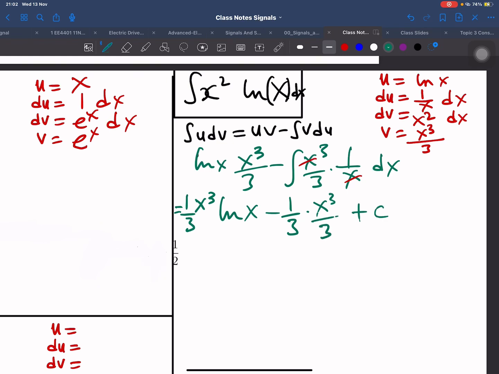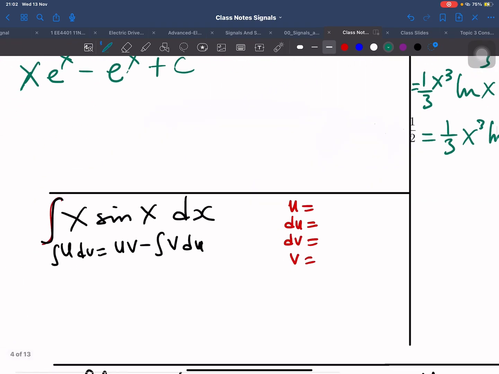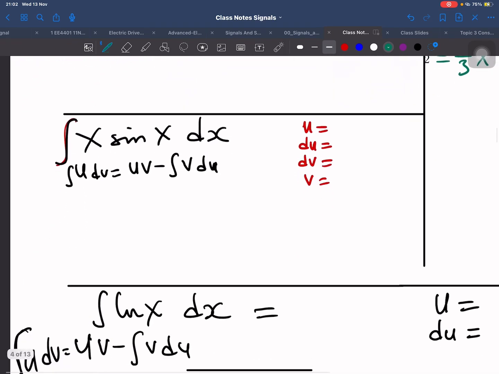So now we continue, we bring down 1/3 x cubed ln x minus 1/9 x cubed plus c, and that's the final answer. Now we have to solve this one too.